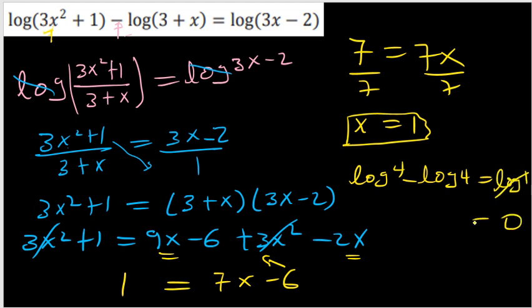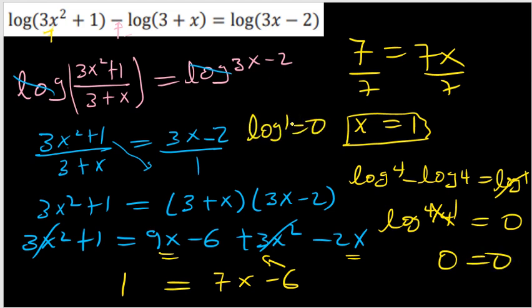Log 1 means it's 0, and here log 4 minus log 4 means it's the same as log of 4 over 4, which is 1 again. Log 1 again is 0. 0 is equal to 0. Always don't forget the logarithm of 1 is 0, whatever the base. I mean for the defined base, for those positive real numbers different from 1, the base cannot be 1. So log 1 is always 0. So that is true. So our solution set is x = 1.